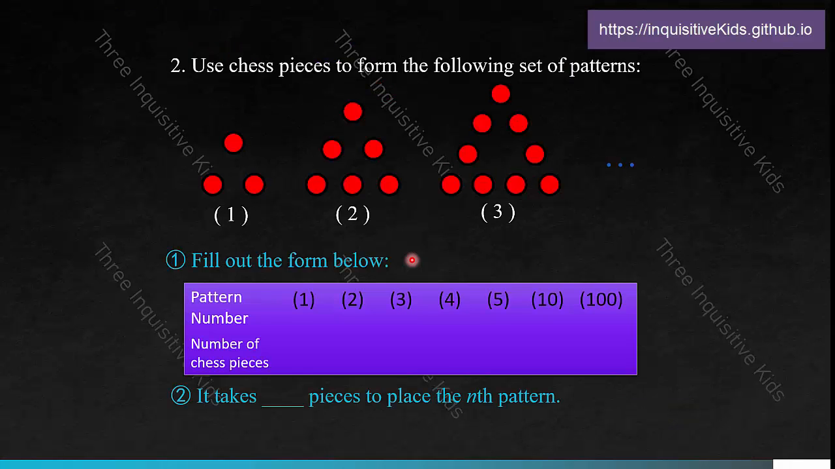Okay, now next. Use chess pieces to form the following set of patterns. So what it's doing is that each of these red dots here are chess pieces, and you want to fill out this table down below. So pause the video and try to do it.